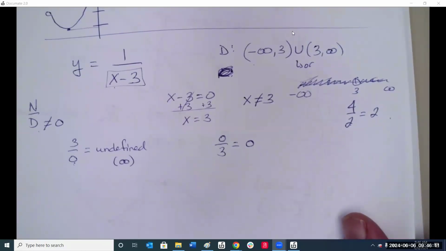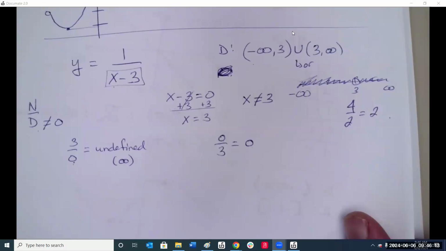Let's do another one. You want to do another fraction one? Okay, let's do another fraction.